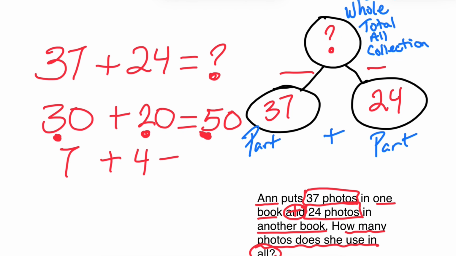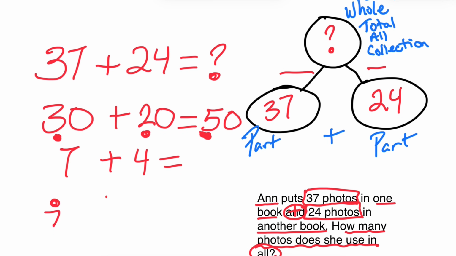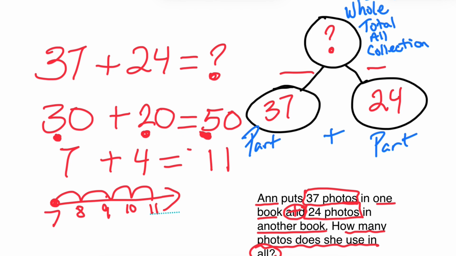Next, we're going to add 7 plus 4. So we're going to count on by putting 7 in our head and adding 1, 2, 3, 4. So 7, 8, 9, 10, 11. So I have 11 ones. Now I'm going to add 50 plus 11. 0 plus 1 is 1. And 5 plus 1 is 6.